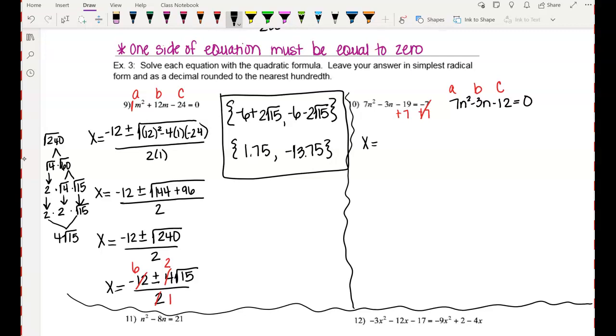So x equals -3 plus or minus the square root of -3 squared minus 4 times 7 times -12, all divided by 2 times 7. So again, at this point, I have simply taken the values of A, B, and C once we set one side equal to 0.